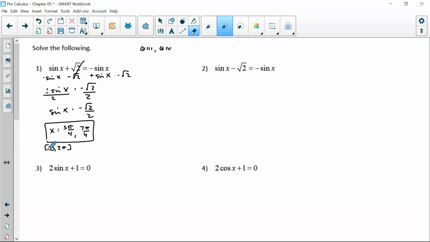Now, the general solutions. X equals 5 pi over 4 plus 2n pi. And x equals 7 pi over 4 plus 2n pi. That's going to give us all of the solutions. Those are our general solutions.